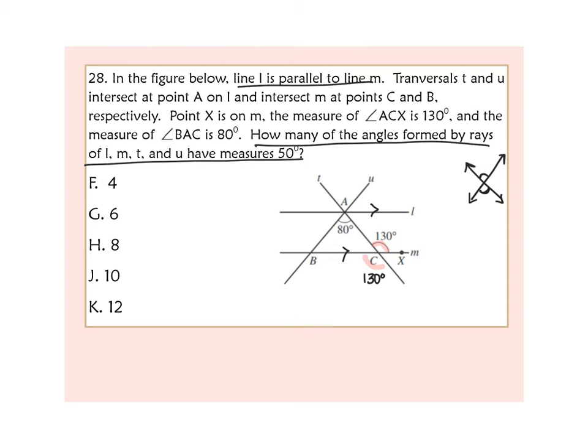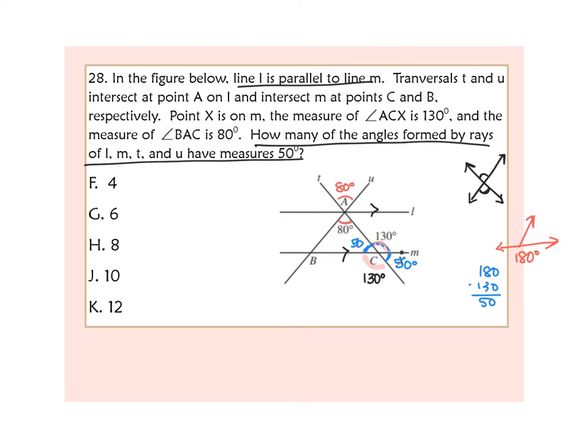I'm seeing vertical angles here and here, so this would be 80. Again, remember that if you have a straight line, it adds up to be 180. And so right here's a straight line. So 180 minus 130 is 50. So I have 50 degrees here. These two are vertical, so this is 50 degrees.